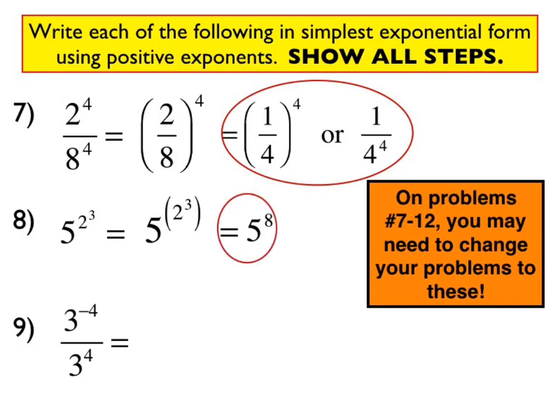And then number 9 is one of the previous rules. So we subtract exponents when the base is the same and we are dividing exponential expressions. So negative 4 minus 4 is negative 8. That's 3 to the negative 8, but of course we cannot leave it like that. That is 1 over 3 to the 8th.